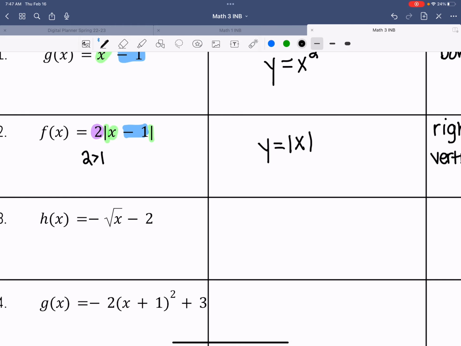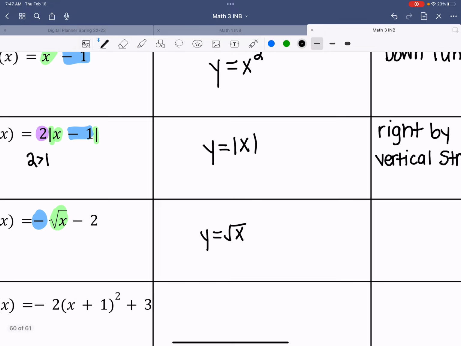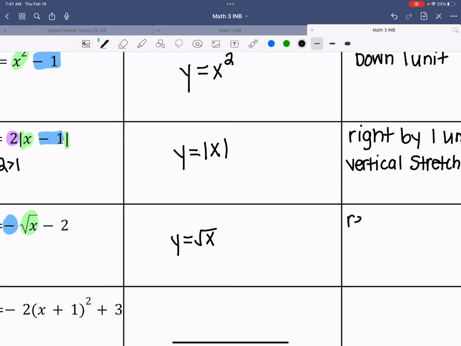All right, in our next situation, we have our parent function. We have negative square root of x. So our parent function is y equals the square root function. And then we're going to do inside, front, back. So there's nothing on the inside of the square root. So we're going to go to the negative in front first. So that negative is a reflection, and it's a reflection over the x-axis.